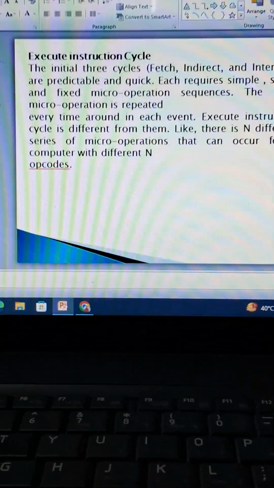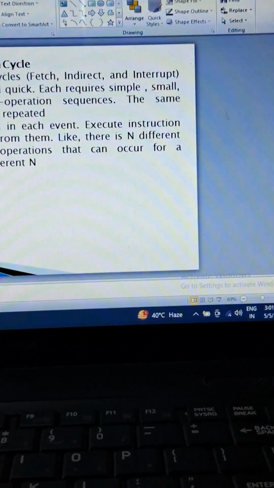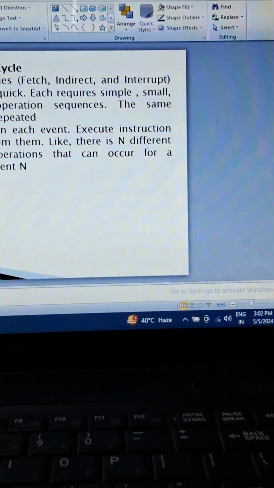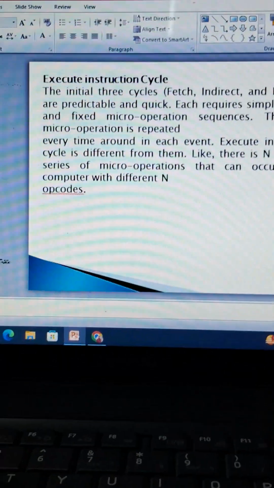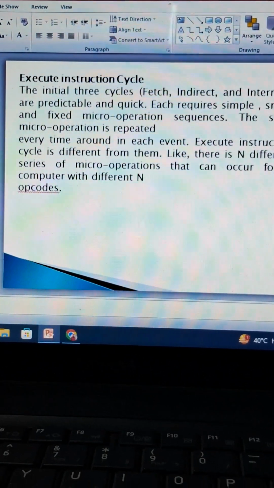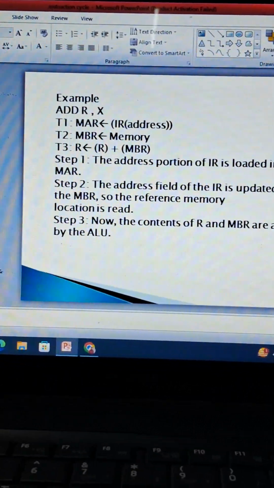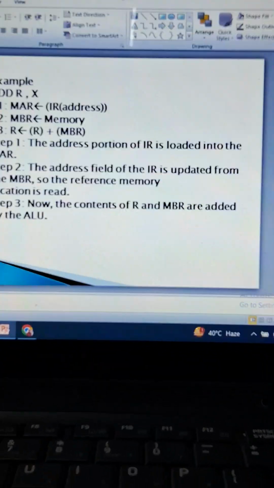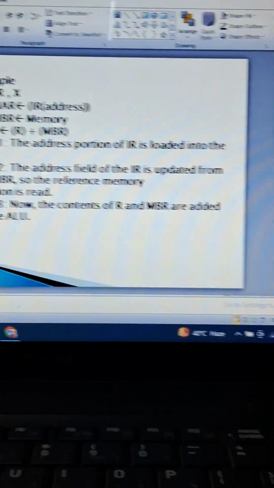As soon as the information is decoded, the last step of the instruction cycle is to execute the instruction. Each requires a simple and fixed sequence of micro operations, and the instruction is executed. So those are the various steps performed in an instruction cycle. Now here is an example of how the information is transferred and executed. So that is the instruction cycle. Thank you everyone.